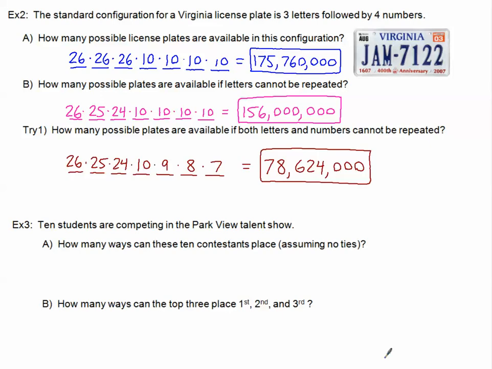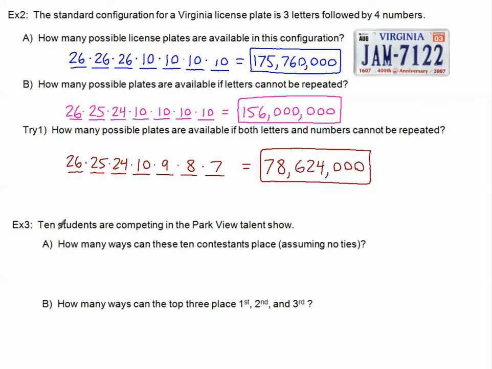So thanks for trying this problem, and I hope that you got the correct answer. If we are not able to repeat the letters, then it's the same as what we did in part B: 26 ways to pick the first one, 25, and 24 ways to pick the second and third ones. If we're also not allowed to repeat the numbers, then yes, we have 10 possibilities to pick the first one. It could be any of our 10 digits, 0 through 9, but then once we've picked one of them, there's only 9 options to pick the second one. And once we've picked those 2, then there's only 8 options left, and then 7 options left. Multiplying all 7 of these events together, we get 78,624,000.